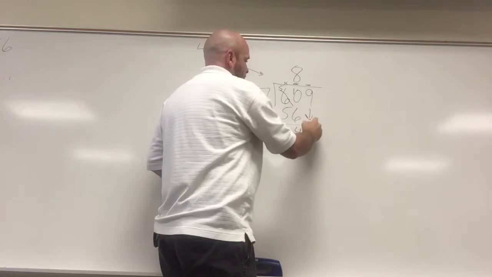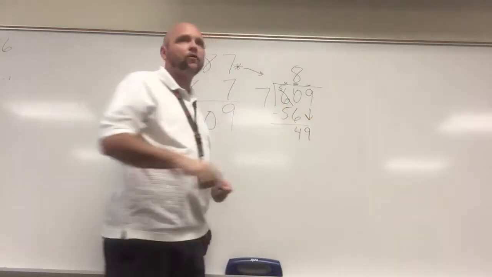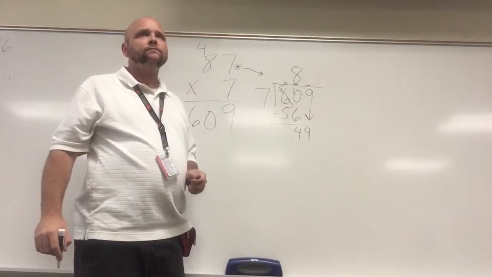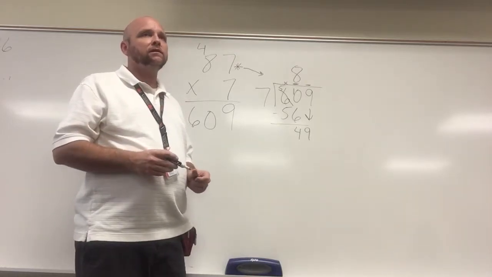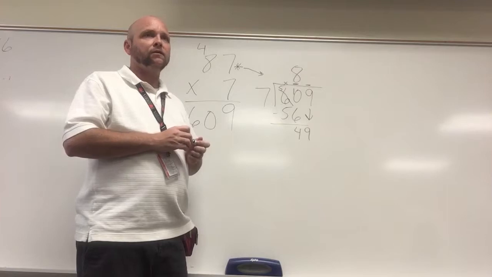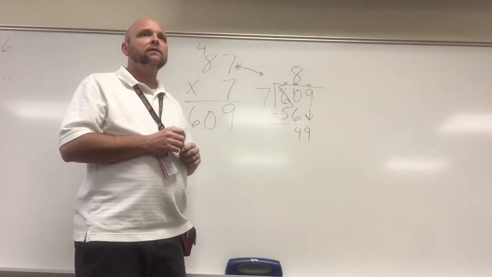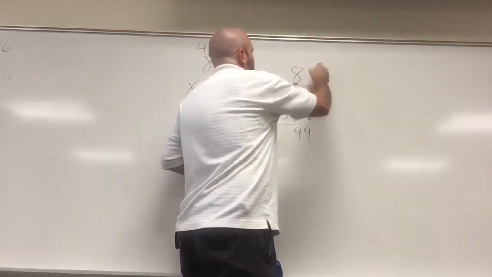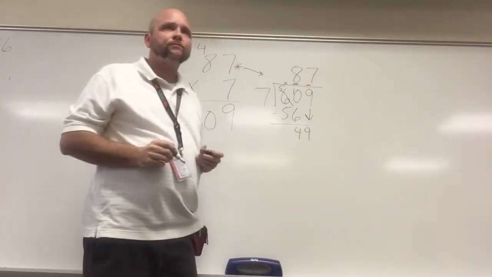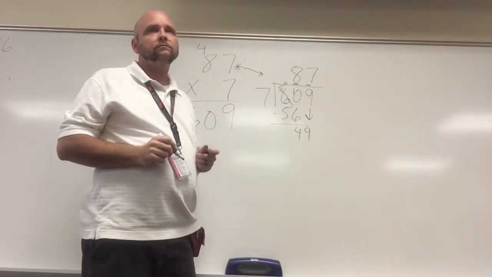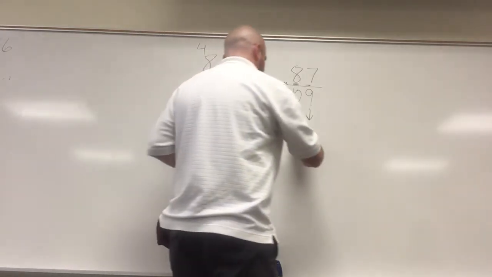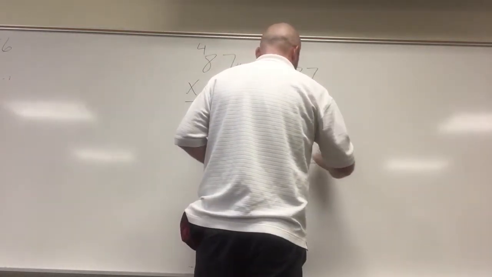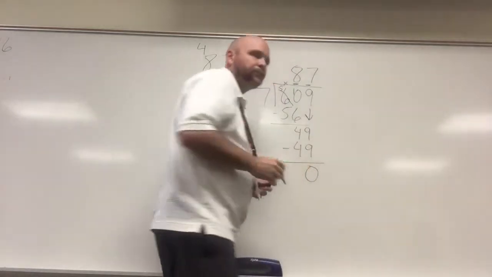Bring down our 9. How many times does 7 go into 49? Look at your chart again. Look at the 7 row. And go till you get close to 49, but not bigger than 49. 7. Good. And 7 times 7 is? 49. Excellent. Subtract and we get a 0.